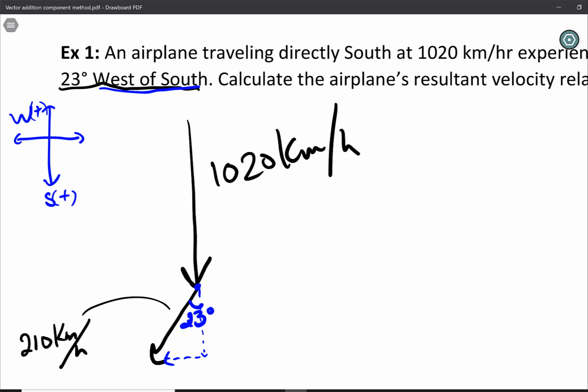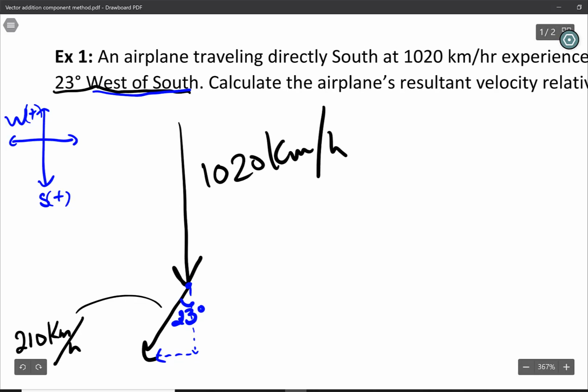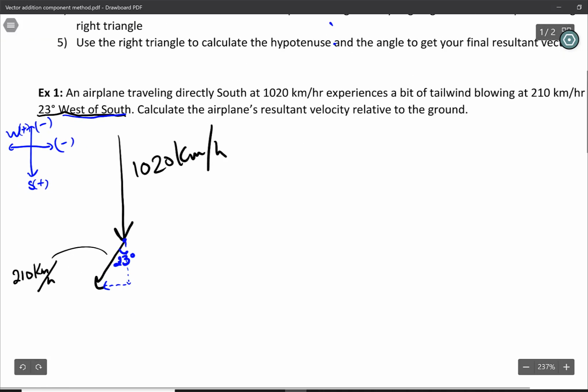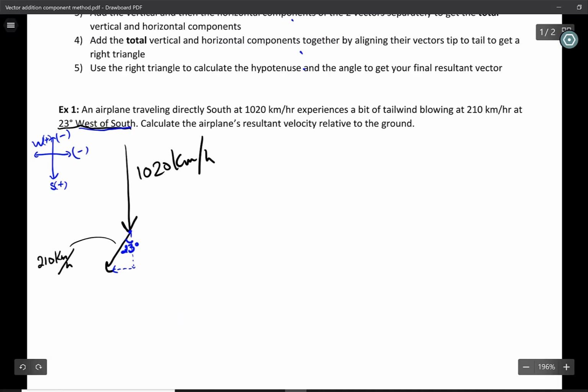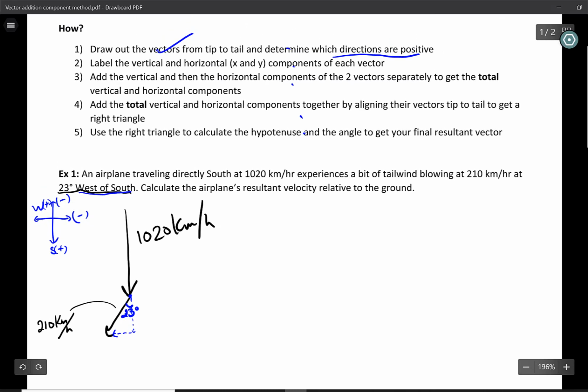Okay, so this example is very simple. We just have vectors adding on top of one another, but then you'll see in example 2 where it's different. Okay, so that's important. I designate south as positive, which means north is going to be negative and east is going to be in our negative direction, which we probably won't use in this question, but it's important to do at the beginning of your question.